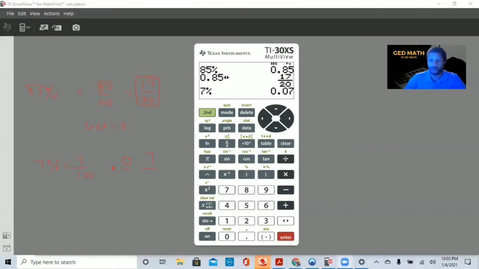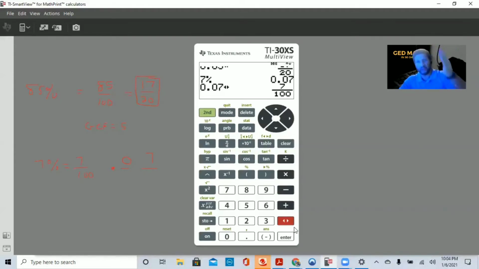Okay, so we want to convert that back to a fraction. So I'm going to hit my double arrows, and it automatically does it. 7 over 100. So it's very easy to turn a fraction to a decimal to a percent. Okay, very good. Now, let's talk about percentages again. So we went from percentages to decimal to a fraction. Now I showed you how to convert to a decimal. Now we're going to change a decimal to a percent, and we're going to change a fraction to a percent.